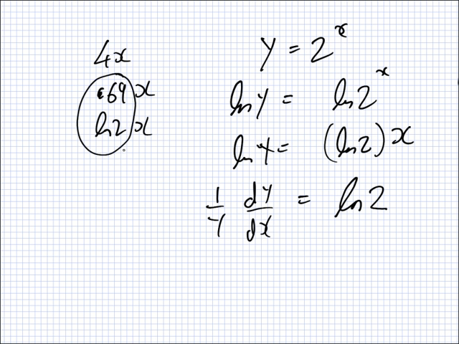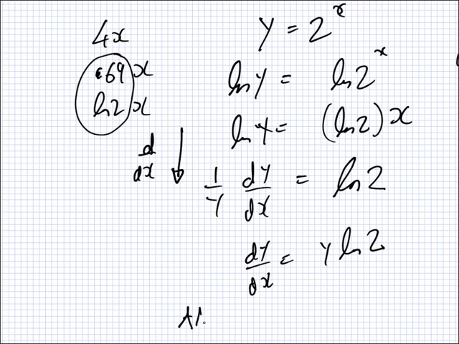But ln y becomes 1 over y times dy/dx. Implicit differentiation, the rule we had today. Well, I'm differentiating the left and right. Correct, yeah. So dy/dx equals y log 2. So now I have my answer. My answer is equal to 2^x log 2.